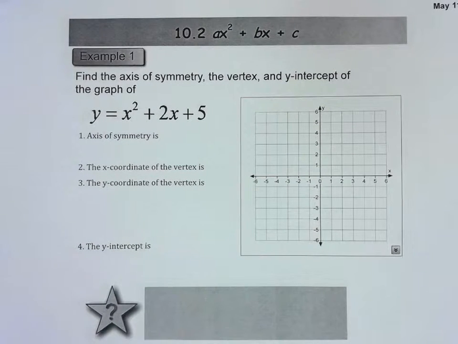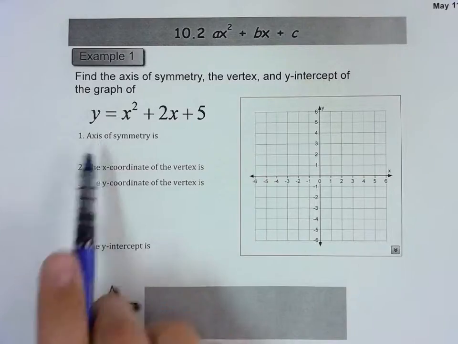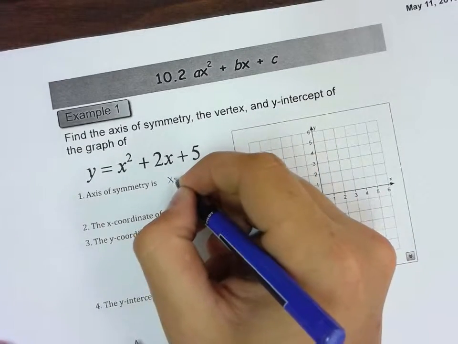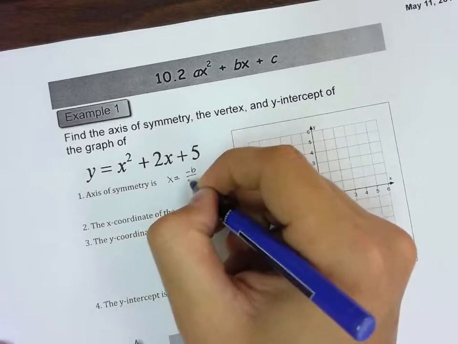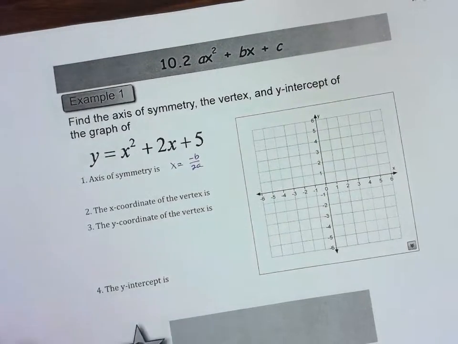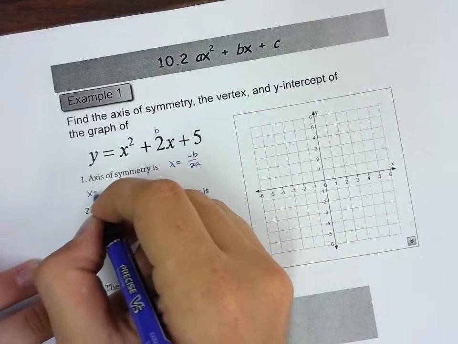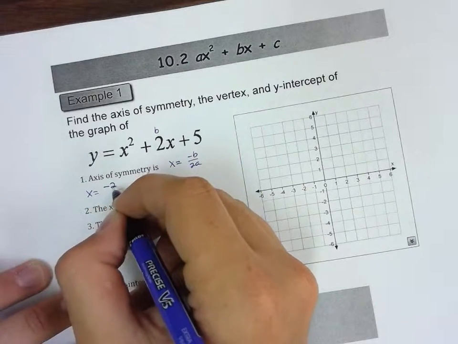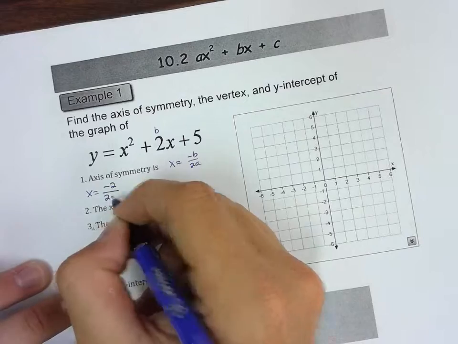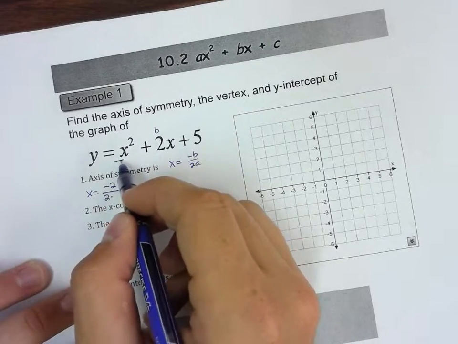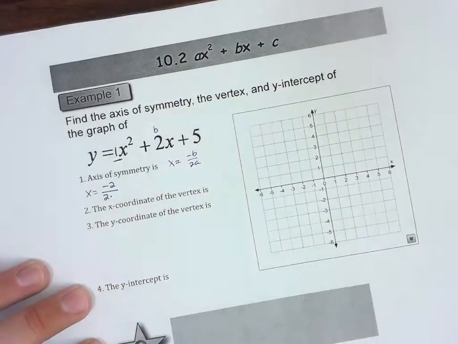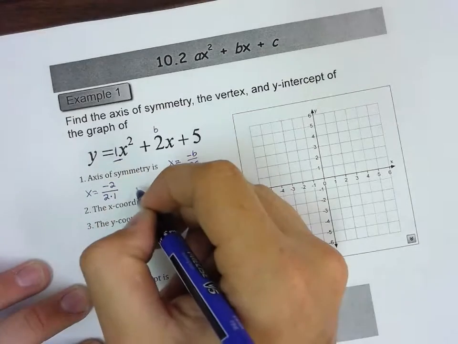Alright, so let's do all of that all at once. Find the axis of symmetry, the vertex, and the y-intercept of the graph. So here's the equation. The axis of symmetry is going to be equal to x equals negative b over 2a. We know that. So let's see. Here's b. So x equals negative b divided by 2 times a. Well, a is right here. If you don't see it, it means it must be a 1. So 2 times 1.